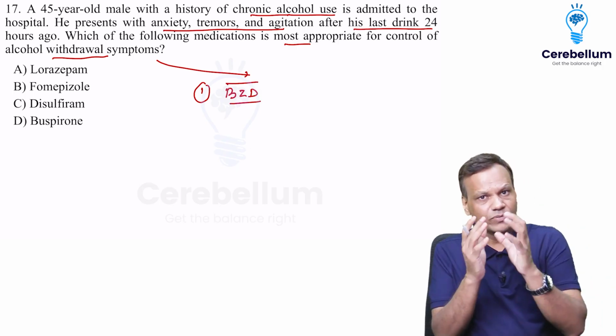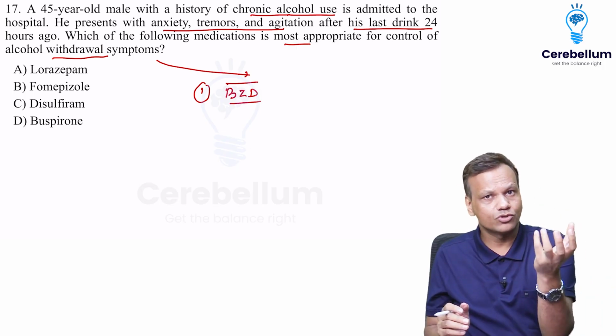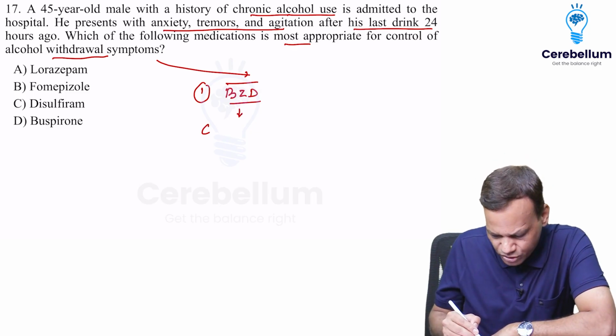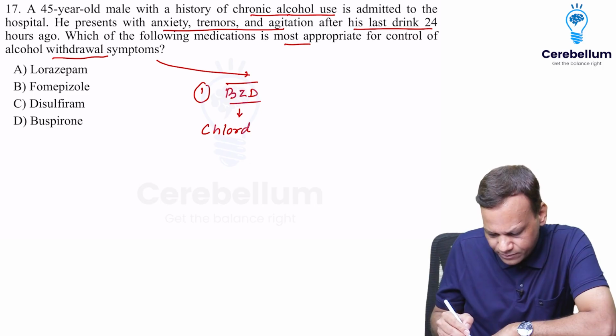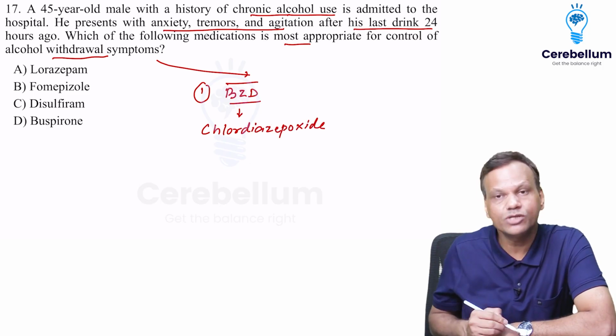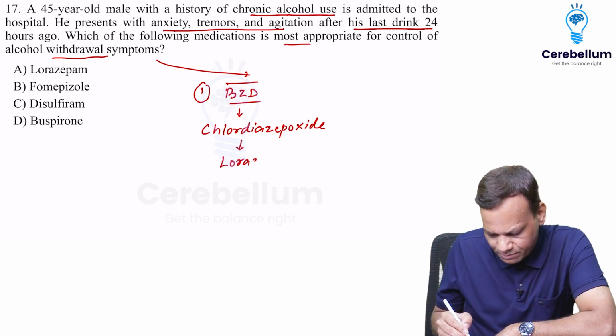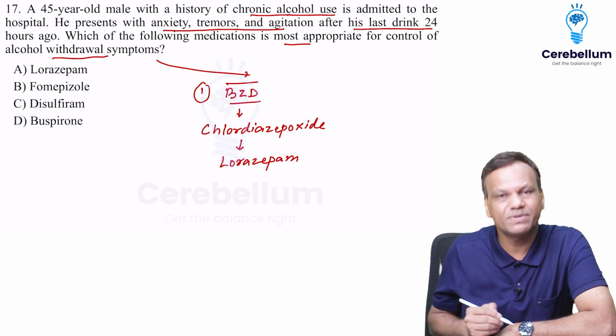Benzodiazepines, they are CNS depressant like alcohol. So they will suppress the symptoms. So among the benzodiazepines, mostly we use chlordiazepoxide. Even diazepam can be used. But if a person has liver disease, then we prefer lorazepam. So these are the benzodiazepines we prefer.